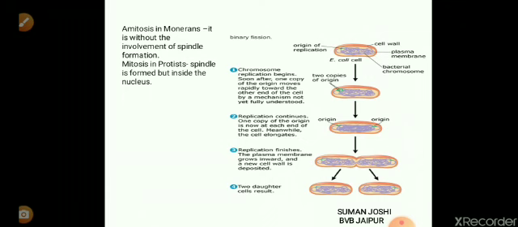In Monera, that is the bacteria, when binary fission occurs there is some difference from the binary fission which occurs in Protists and Moneran. In Monera, the binary fission is not occurring with the help of mitosis, but it is commonly known as amitosis. Why amitosis? Because there is no involvement of spindle formation.